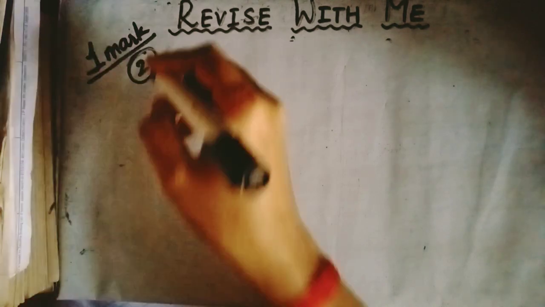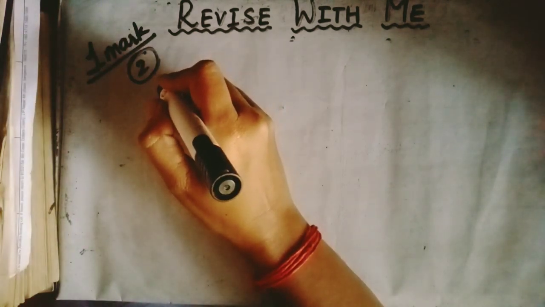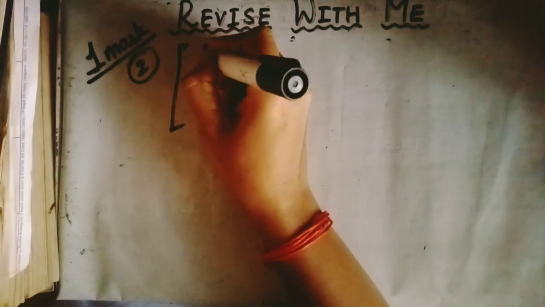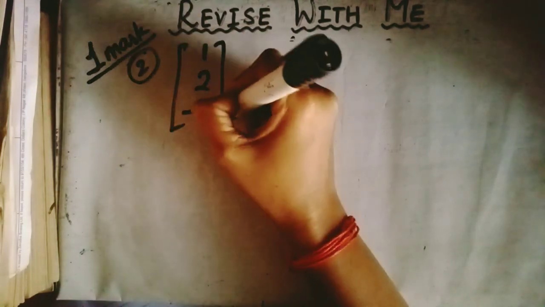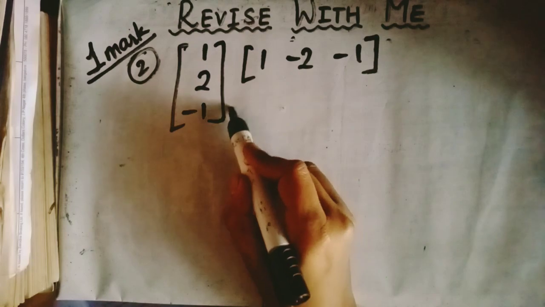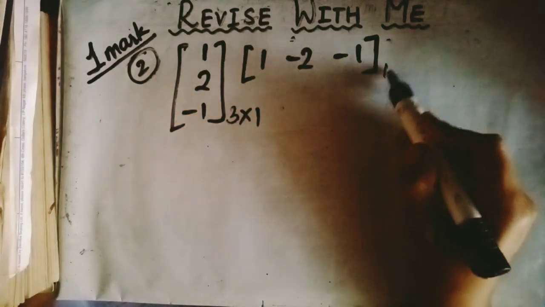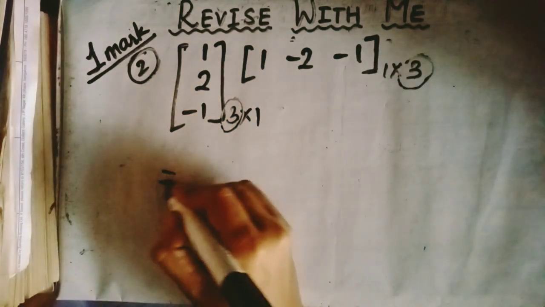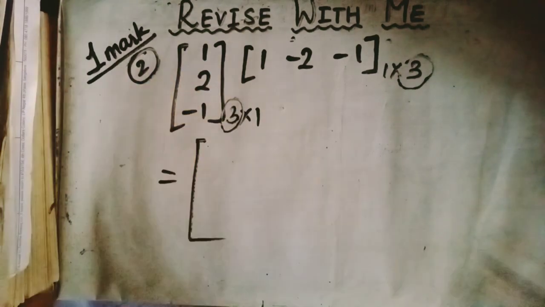Let's solve the second question. You have to evaluate the matrix product. Matrices are given: 1, 2, minus 1, and 1, minus 2, minus 1. First you have to write the order of these two matrices. This is 3 cross 1 and this is 1 cross 3. So whatever matrix you will get is of the form 3 cross 3, correct? That way you have to find the product.